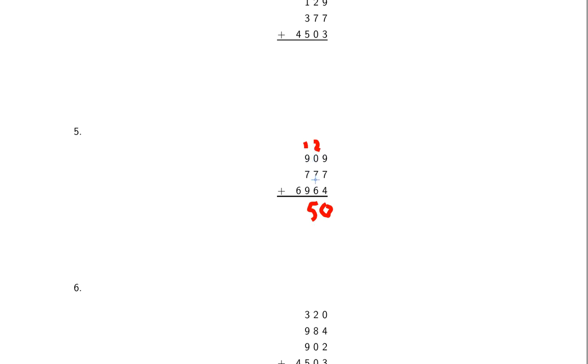So now we have 1 plus 7 is 8, plus 7 is 15, plus... so 17 and 9 is 26. Write the 6, carry the 2. Okay, so there are no thousands for the first 2 numbers, but we have 6,000 here, so 2 plus 6 is 8. Alright, so I wasn't able to keep everything lined up. This 8 should be under the 6, but I hope you get the idea.